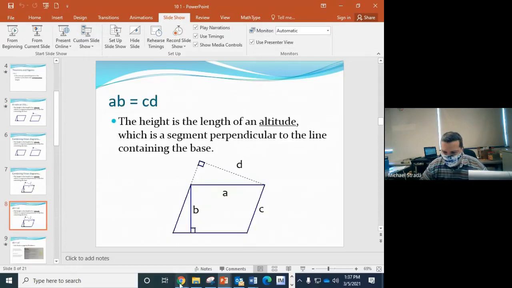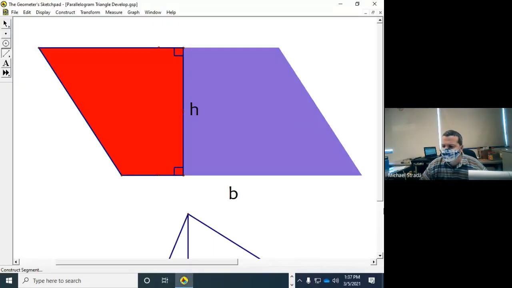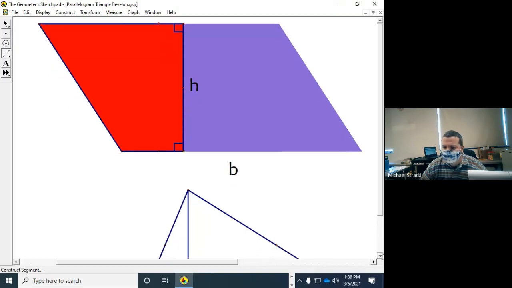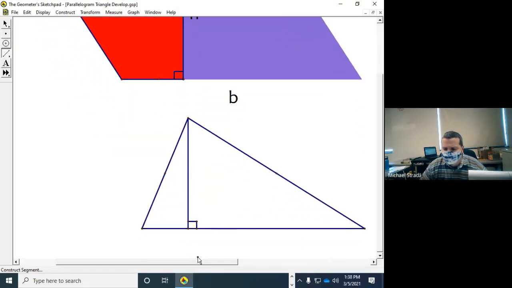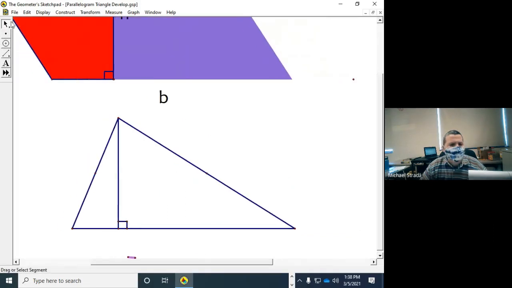And then the last figure in 10.1, if at first you don't succeed, try triangle again. In other words, a triangle. This is where our friend the triangle comes from.